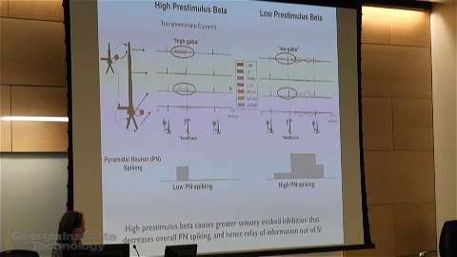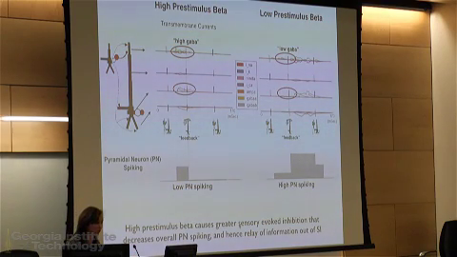And so the prediction from the model is that this high pre-stimulus beta causes greater sensory evoked inhibition that decreases overall pyramidal neuron spiking and hence decreases the relay of information out of S1. And if the signal doesn't get out of S1, the subject says, I didn't feel it. And these are early. This is 70 milliseconds after I tap the finger.